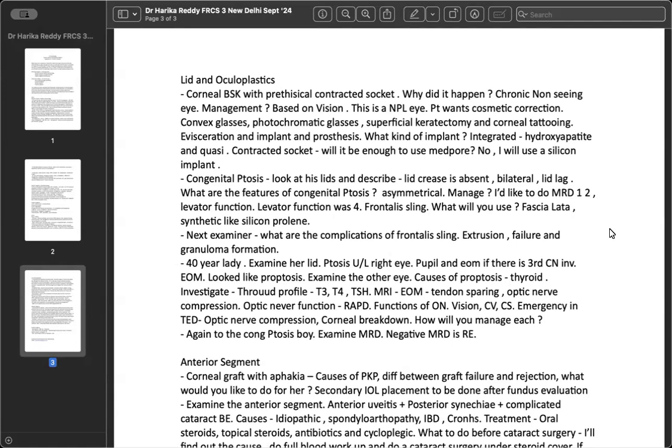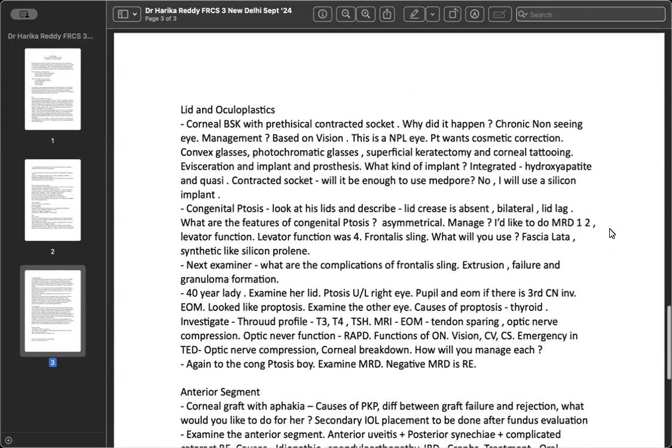After 4 cases, there was still some time for me. So he asked me, okay, examine this congenital ptosis boy. So when I was doing the MRD in one eye, the lid was covering beyond the pupil. So he asked me about a negative MRD.